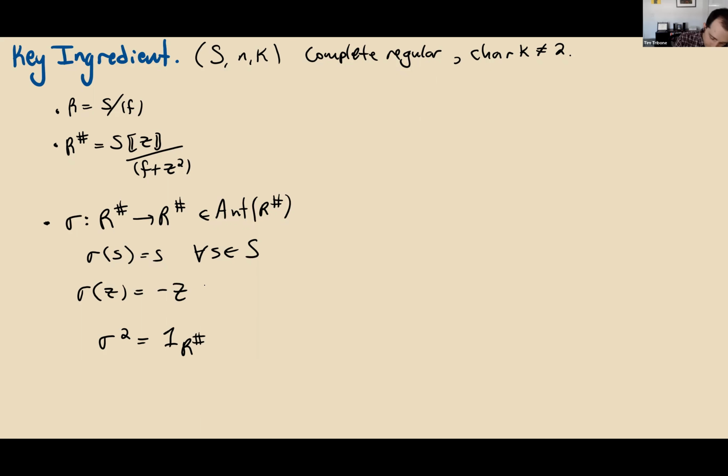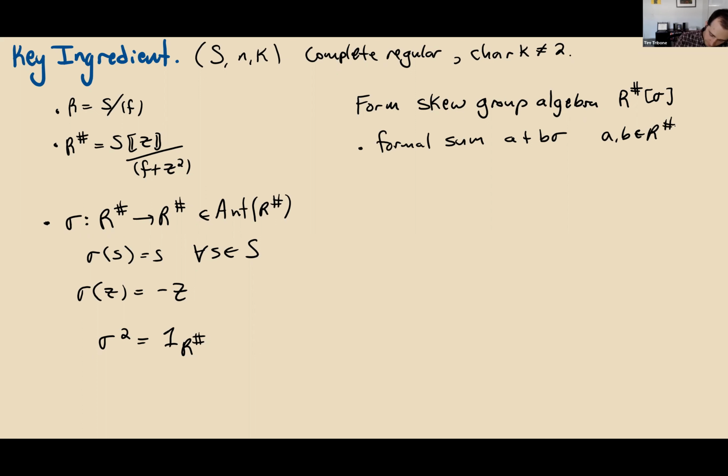on the ring R sharp, and you can form what's called the skew group algebra, which I'll denote as R sharp bracket sigma, like that. So what is this skew group algebra? Well, it's really closely related to the group algebra, but the multiplication is a little bit different. It's formal sums of the form A plus B sigma for A and B in the hypersurface.